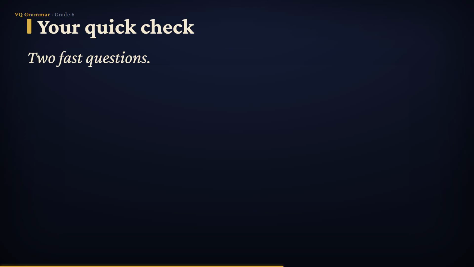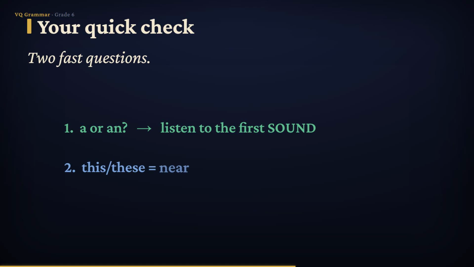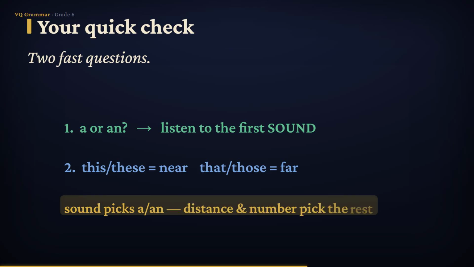Let's boil it all down to a quick check. Question 1, for articles. Is it a or an? Just listen to the first sound of the next word, and let your ear decide. Question 2, for demonstratives. Is the thing near or far, and is it one or many? Near uses this or these. Far uses that or those. Sound picks a or an, and distance and number pick the rest.